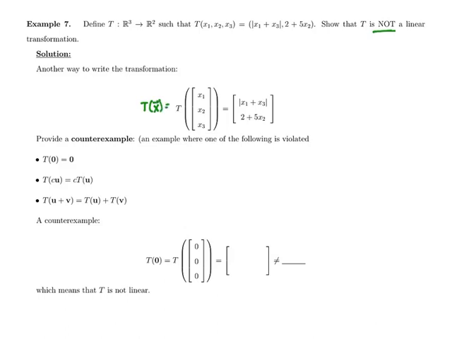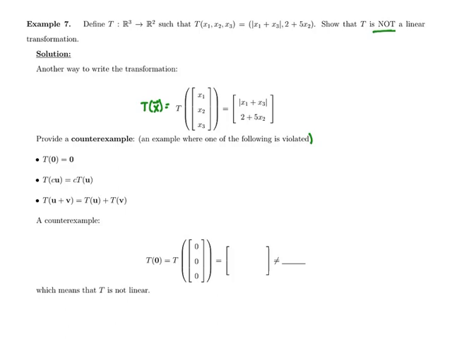To show that this is not linear, we are going to provide a counterexample, an example where one of the following is violated. What made a linear transformation is we know that if we have a linear transformation, T of 0 has to be 0, T of Cu has to equal C of Tu, and T of U plus V has to equal T of U plus T of V. If one of those is violated, then we do not have a linear transformation.